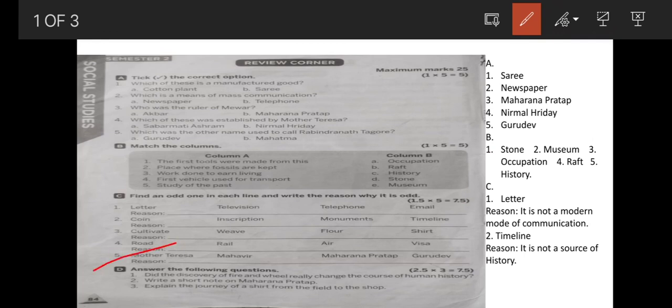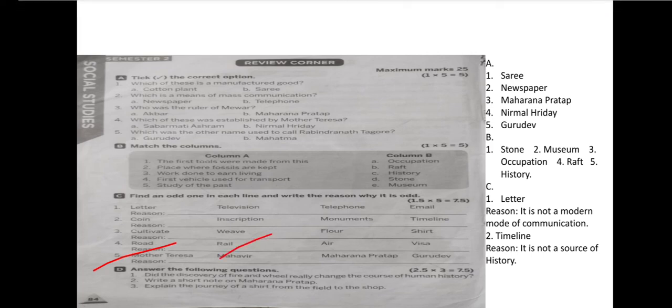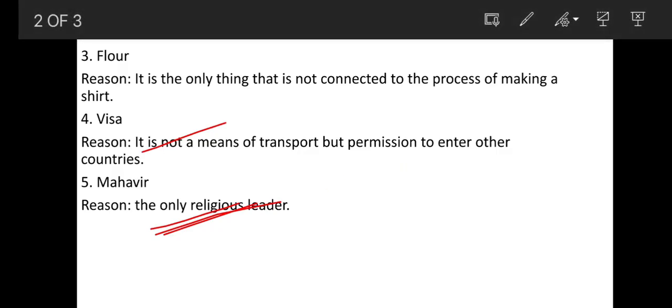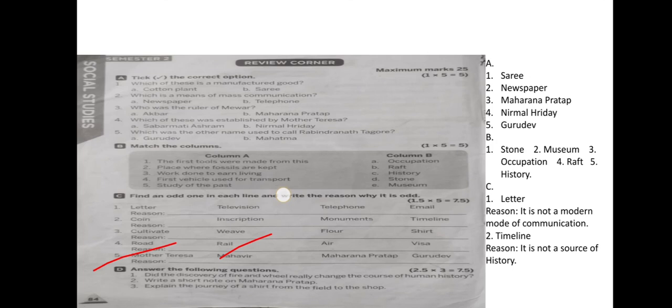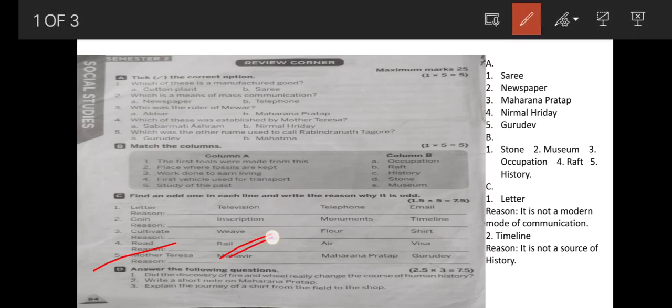Next 5. Mother Teresa, Mahavir, Maharana Pratap, Gurudev. Which is the odd one? Mahavir. Why? Because among these 4 options, only Mahavir was a religious leader. Okay. So circle Mahavir and write the reason in the given blank.